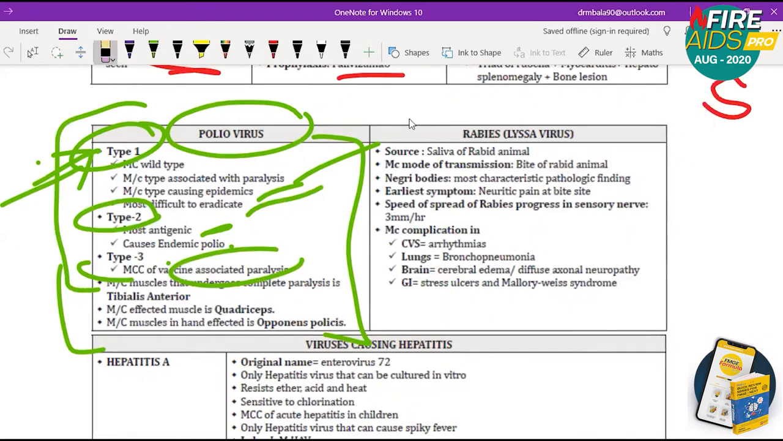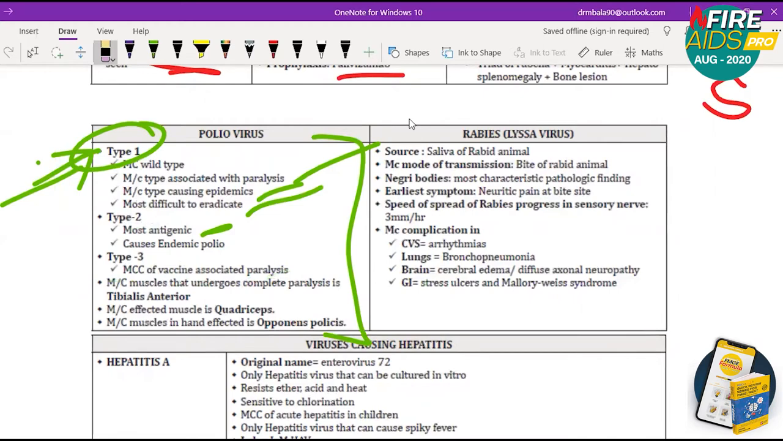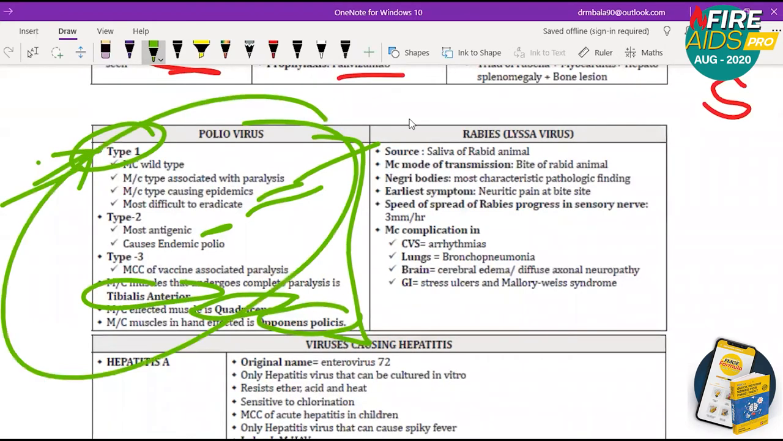Okay, so in polio, the most common muscle that undergoes complete paralysis is going to be tibialis anterior. The most commonly affected muscle is going to be quadriceps. The most common muscle in the hand affected is opponens pollicis. So these three points are also important. Overall, this entire polio section is important, though very few questions appeared from polio.